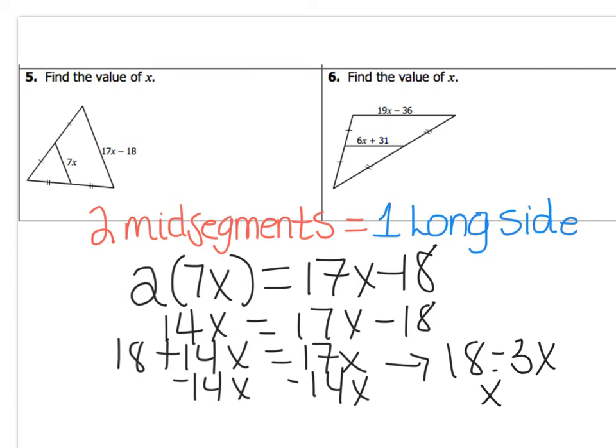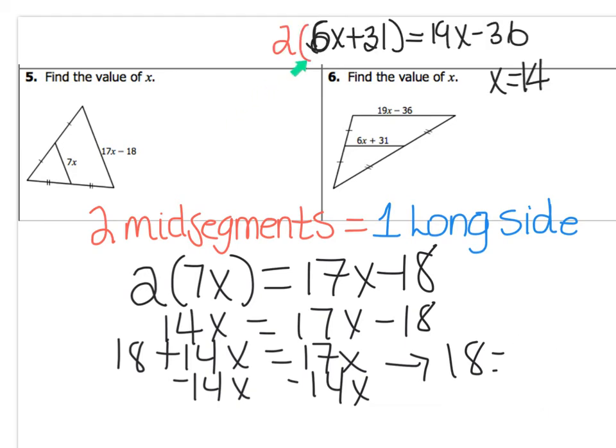Divide by 3, and x is equal to 6. So let's take a look and see what they asked us to do. They asked us to find x. We plug in 6. We get 7 times 6, which is 42. And then we do 17 times 6 minus 18. And what do we get? You got it, 84. So I would like for you to try number 6.